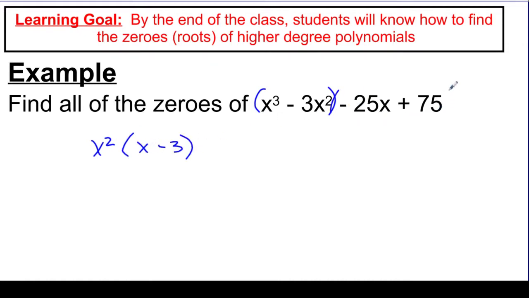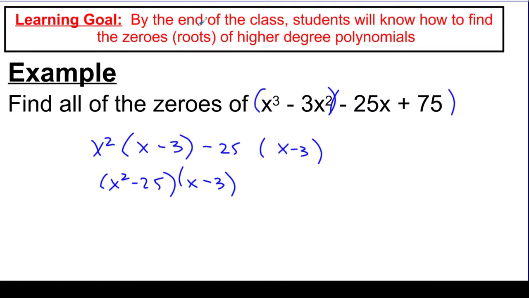And in this group right here, it looks like I see a negative 25 in common, and that also leaves me with an x minus 3. And then I can say x squared minus 25 is a factor, and x minus 3 is a factor. But I'm not done. X squared minus 25 can be factored one more time: x plus 5 and x minus 5. Okay? And then that x minus 3.